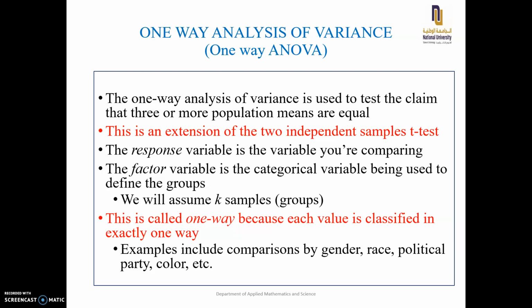Examples include, like, you're comparing between gender, so gender is considered as a factor. Sometimes you have to compare between female and male, but this is only two groups. You can extend it to more, race or political party, color, like that. That is called a categorical variable, and that's called a factor variable.